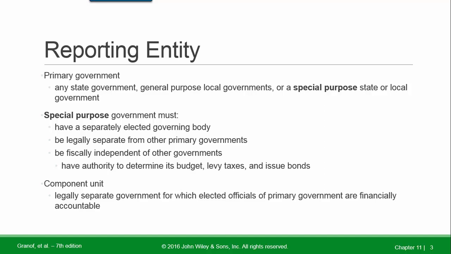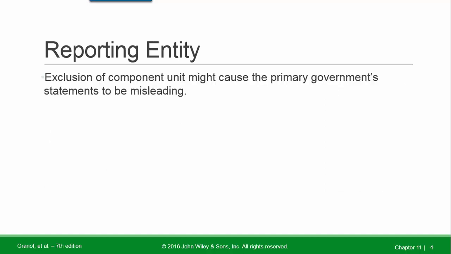A special purpose government must have a separately elected governing body, be legally separate from other primary governments, be physically independent of other governments, and have the authority to determine its budget, levy taxes, and issue bonds. The component unit: this is a legally separate government for which elected officials of the primary government are financially accountable. Exclusion of a component unit might cause the primary government statement to be misleading.